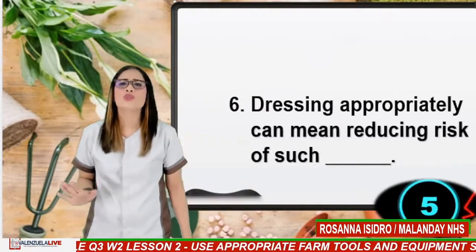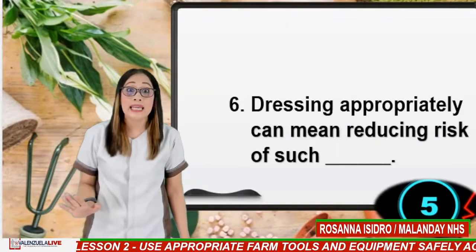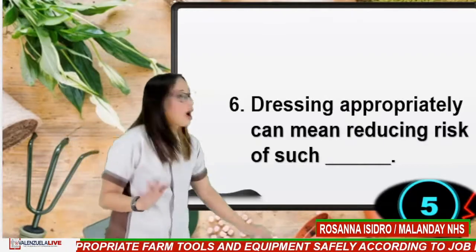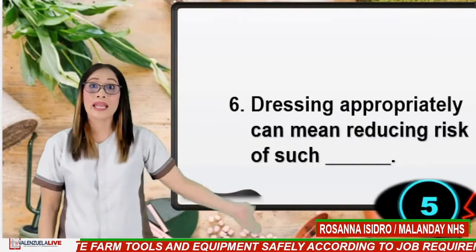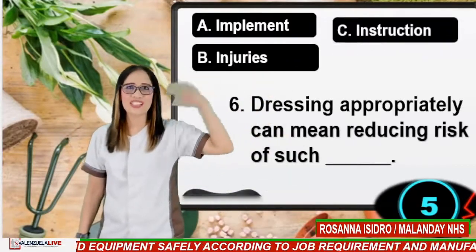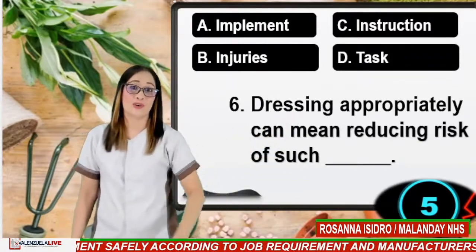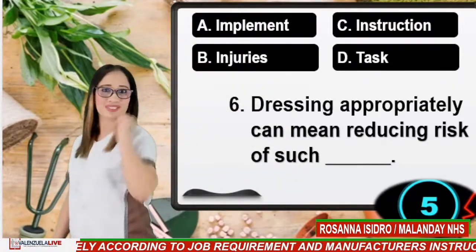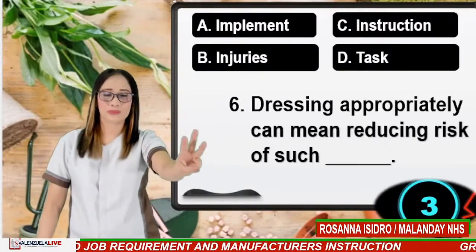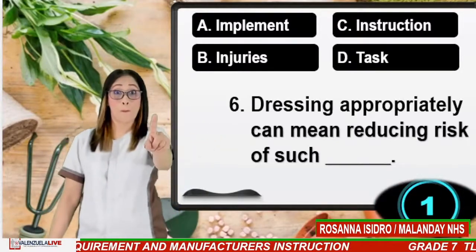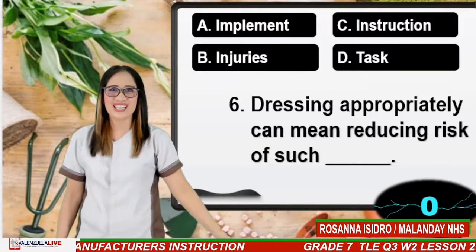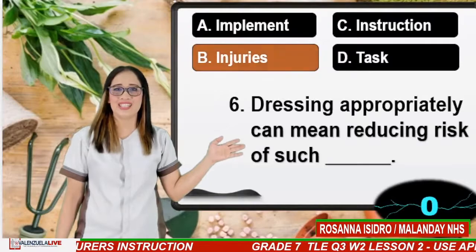Number 6. Dressing appropriately can mean reducing risk of such blank. It is letter A, implement. Letter B, injuries. Letter C, instruction. Or letter D, task. Your time starts now. Oops, time is up. If your answer is letter B, injuries.